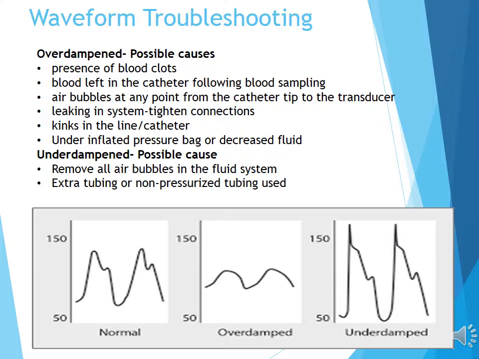And then these pictures just show what the arterial waveform will look like. If you have a normal arterial waveform in the first box there, if it's over dampened, your waveform will start to look a little flat like that. If your system is under dampened, you'll see that high peaked waveform.